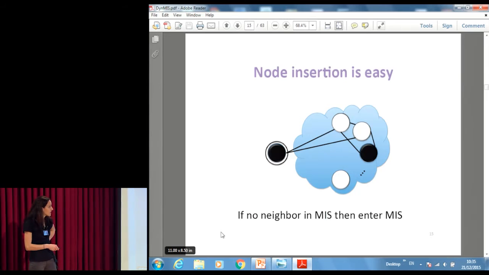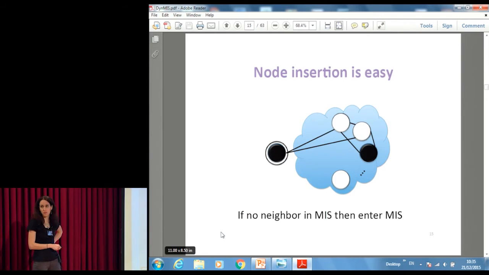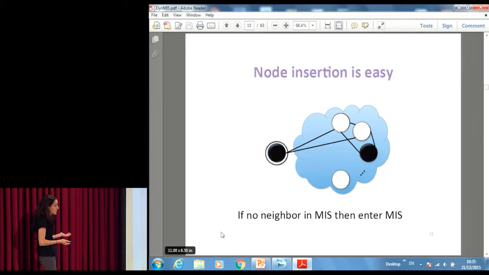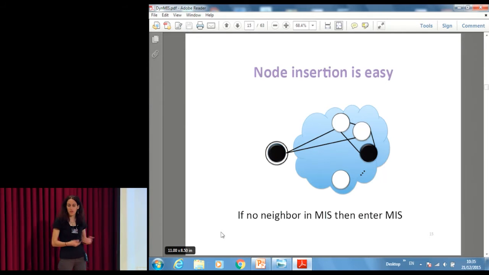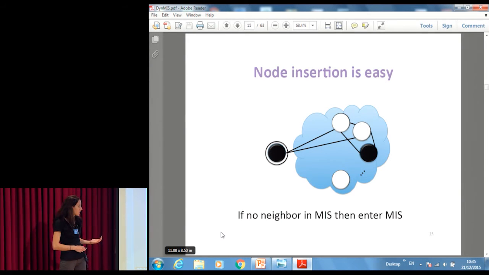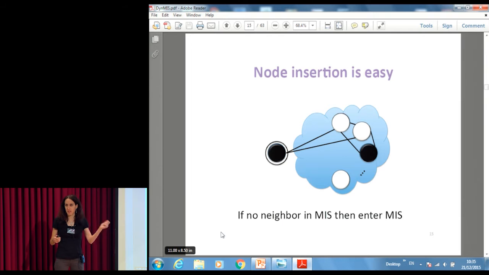Okay. If none of its neighbors are in the MIS, then it has to be in the MIS, and then it has to send them a message. Look, I'm your neighbor, and I'm getting into the MIS. They need that because later on I might change things, and they need to know that they have this neighbor in the MIS. Okay, so that's very easy. Within one round of communication, and basically one bit of saying I'm in, we fix this MIS with a new node.